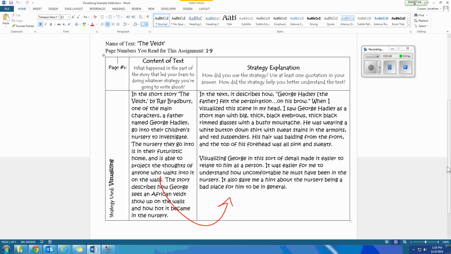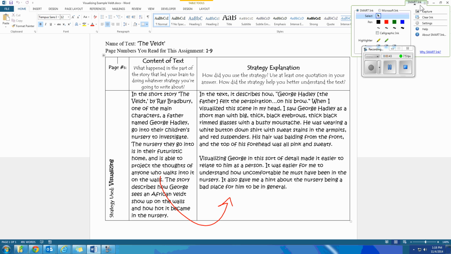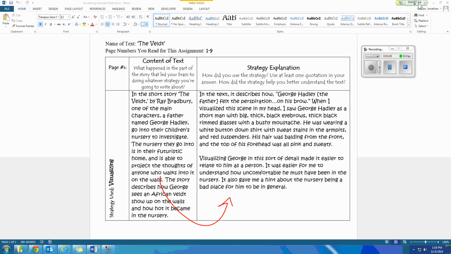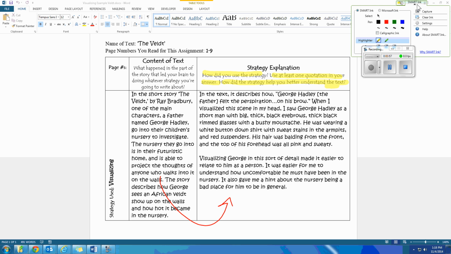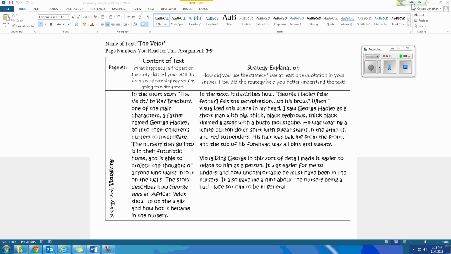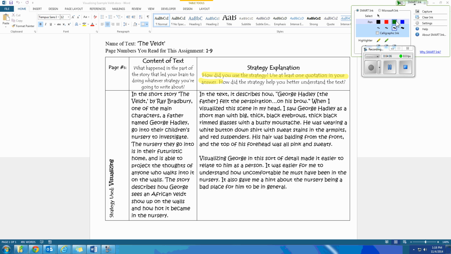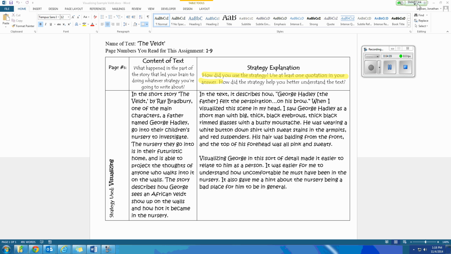So for the strategy explanation, you have a couple questions you need to answer in your writing. First one is, how did you use the strategy? And you need to use at least one quotation in your answer. And then, how did the strategy help you better understand the text? So let's take a look and figure out how we did that. And for this part, I'll give you different colors. How did you use the strategy and quotation? We'll highlight that in yellow. How did it help you understand the text? We'll highlight that in green.